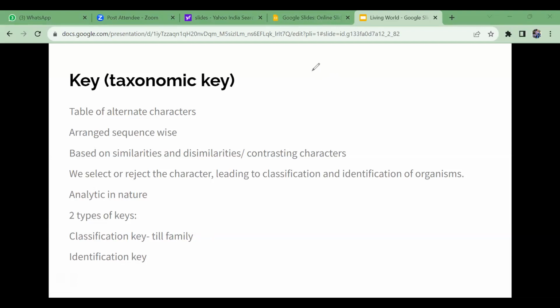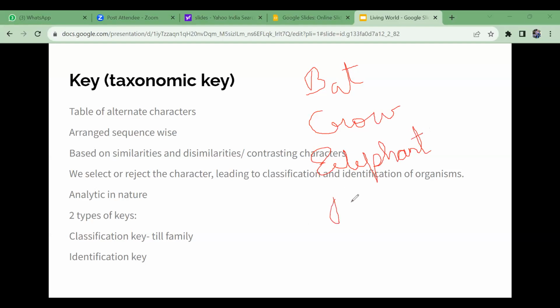Suppose I have animals right now, like bat, crow, elephant, and pig. Now we will see that we will classify them into two categories. Okay, now the key will run like this.